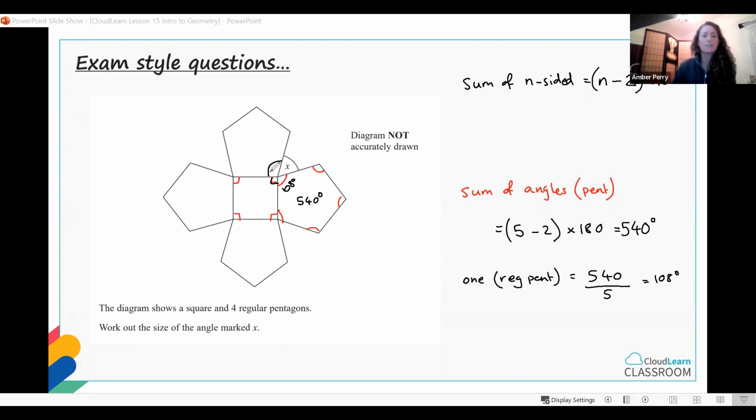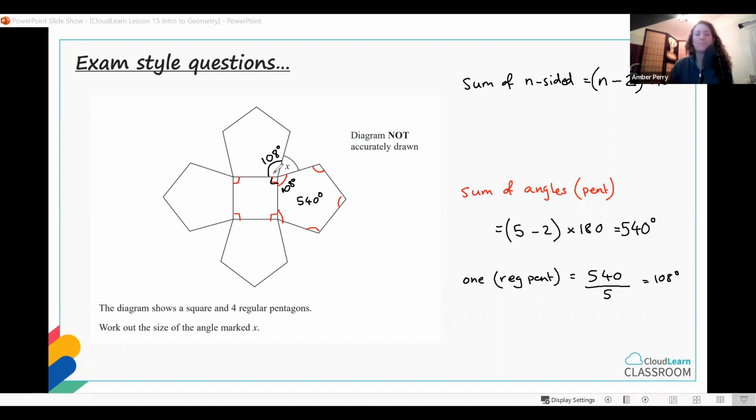Now, I also need to know what this is. Who can tell me what that is? I think that's gone in the chat. Yeah, 108. Well done. How do I know that? Well, it's a regular pentagon as well. So I found out that the sum of angles in any pentagon is 540, and in any regular pentagon, no matter what size the sides are, one individual angle is always going to be 108 degrees.